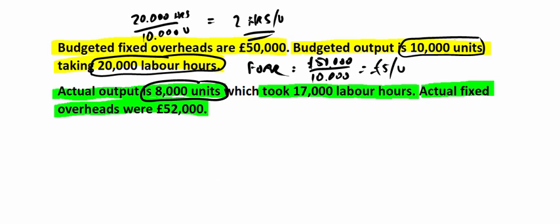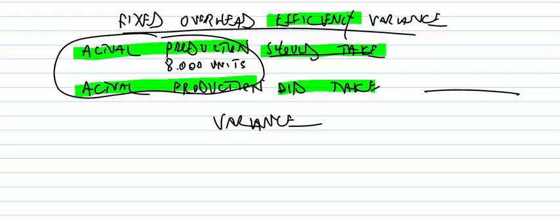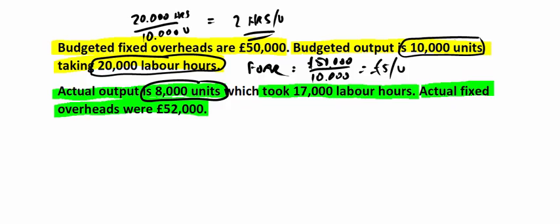Now if we expected our staff to take 2 hours per unit and they actually produced 8,000 units in total, that should have taken 16,000 hours. So if they were working exactly as fast as we expected, they'd have taken 16,000 hours. How many hours did they take? What was the actual hours required? Well, they actually took 17,000, didn't they? They took more hours than we were expecting. They must have worked a bit slower than expected.